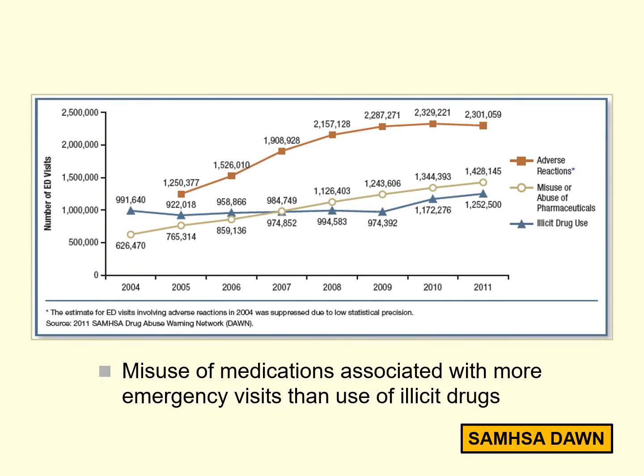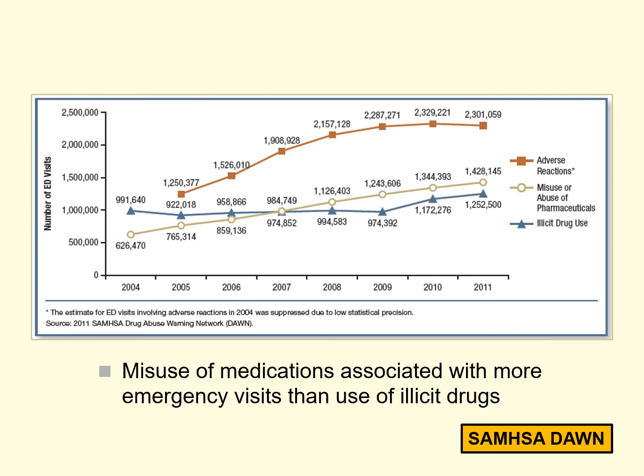So here is a graph that you can see from just a summary of some of the data from the DAWN network from the Substance Abuse and Mental Health Services Administration. I'll link to them on the website so you can follow along if you're curious about this. You can see over time the numbers of ER, or ED, emergency department visits, equivalent to an ER of course, associated with adverse reactions to different medications. That is, you're using a drug and you had an unexpectedly adverse reaction to it. You can see that's in red. You can see in the gray line that's misuse or abuse of pharmaceuticals.